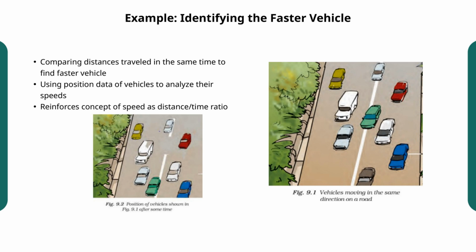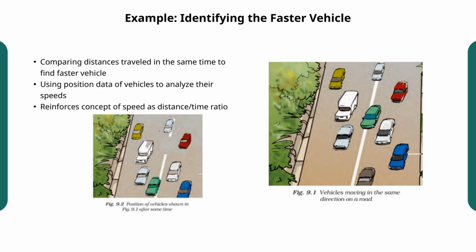Let's take a closer look at two vehicles from the images of figures 9.1 and 9.2, Vehicle A and Vehicle B. Both start moving at the same time, and after a certain time interval, their new positions are recorded. Step 1. Vehicle A has moved 300 meters, and Vehicle B has moved 150 meters.